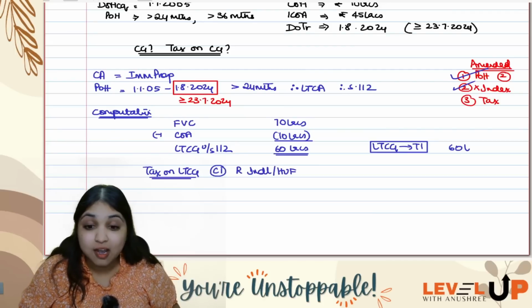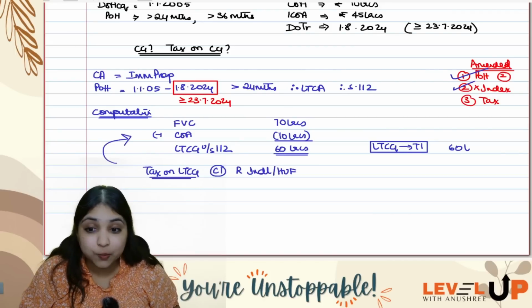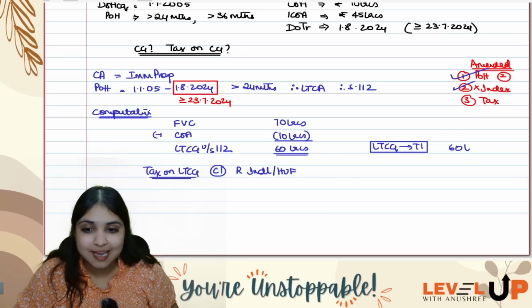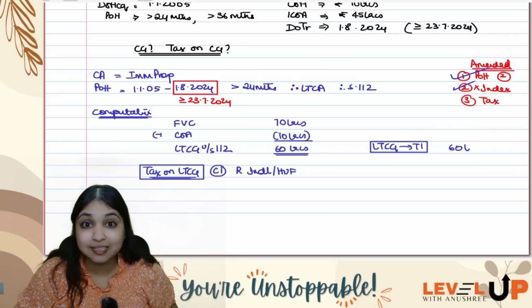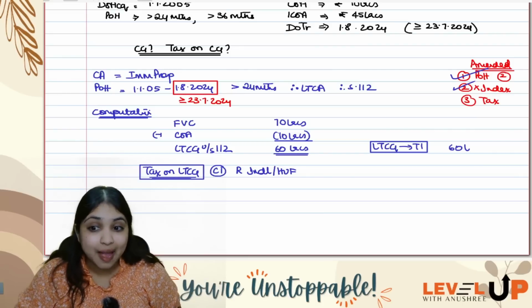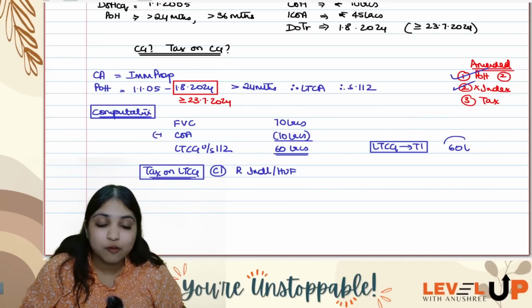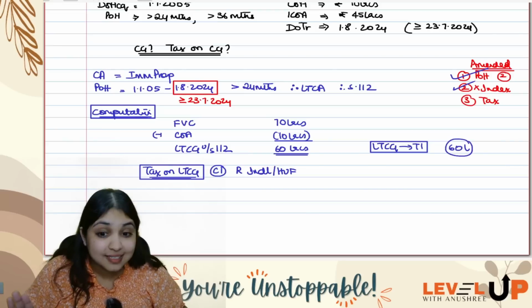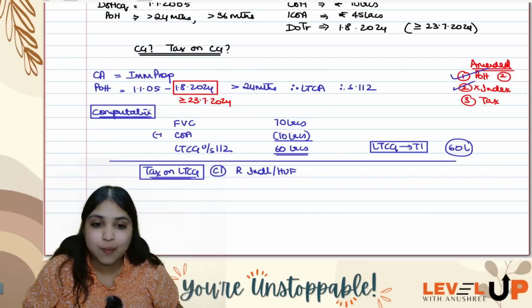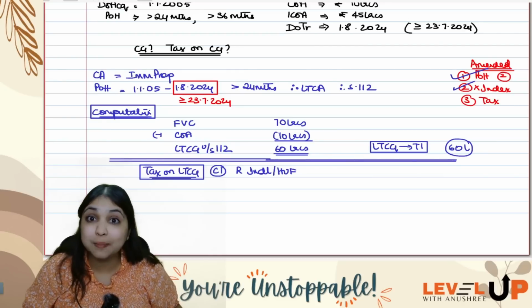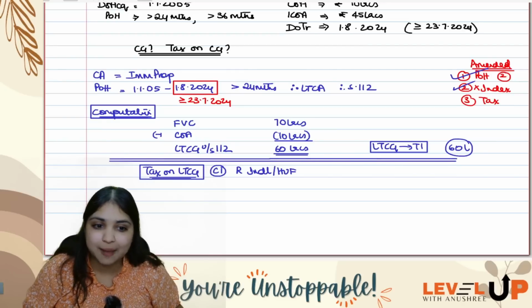Are you noticing all this? Am I thinking about this while computing capital gains? No. All this I am thinking only while computing the tax on capital gains. My capital gains computation is over. My capital gains that will form part of total income is 60 lakhs. This calculation is over. Right now I am calculating the tax on my capital gains number.